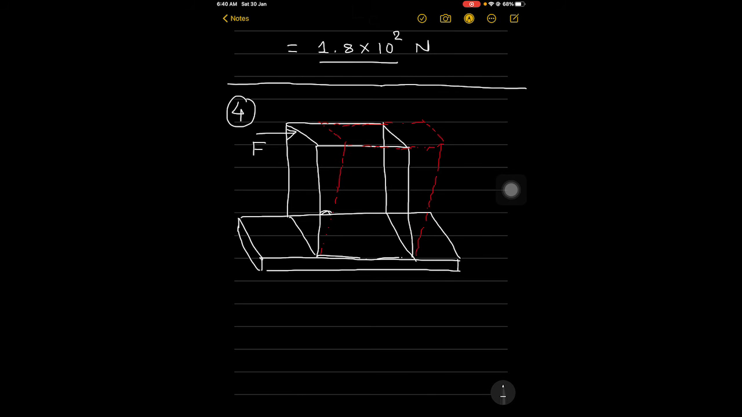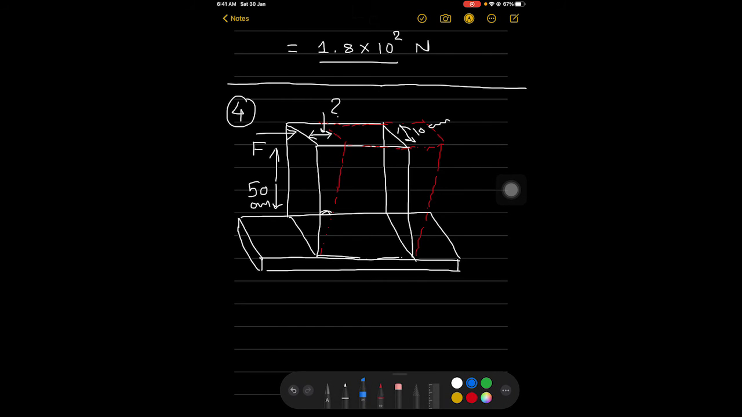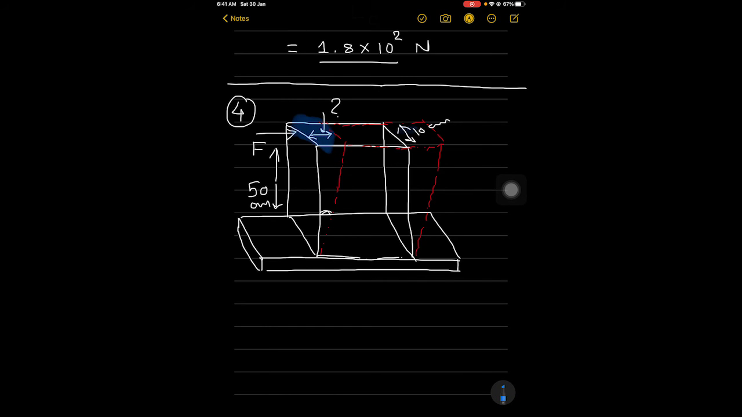the angle will be made here. This is about a 50 centimeter side from this to this, and at the same time we are given a narrow 10 centimeter portion of thickness. So this is about 10 centimeter. Now we are asked to find out this displacement. So we have to find out the value of this region.